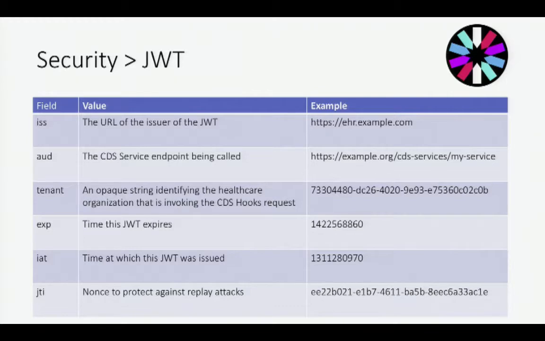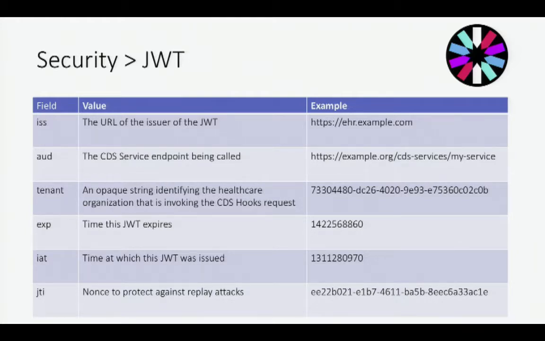So the information that you get in that JWT is, and of course, you would only want to look at the payload of the JWT once you've verified the signature. So if you verify the signature on the JWT, and you assert that, yes, this came from a trusted EHR, then you look inside at the payload, and the payload tells you who issued the JWT. So you want to compare this to your whitelist of known EHRs that you trust. We pass in there the CDS service being invoked.